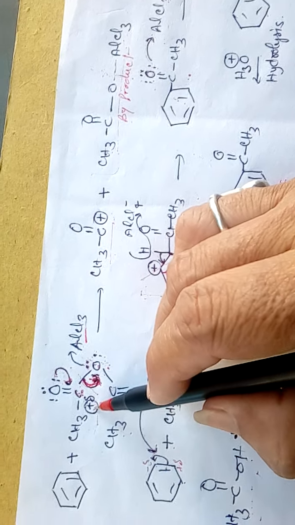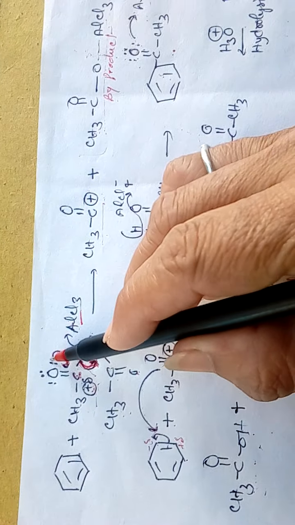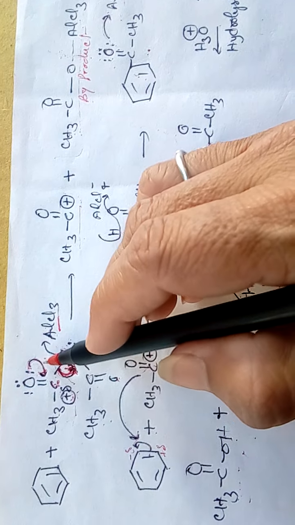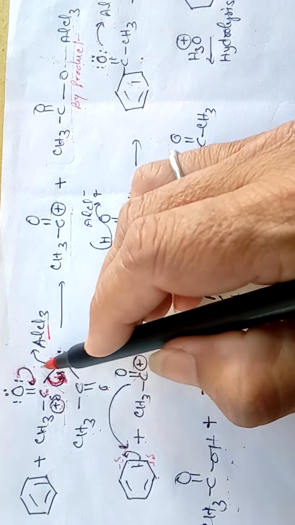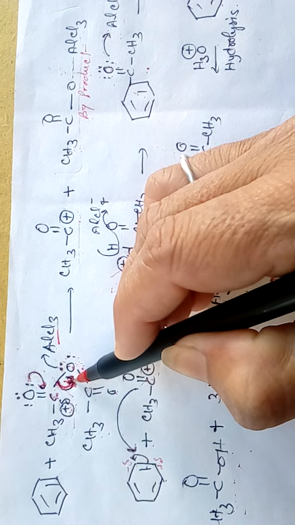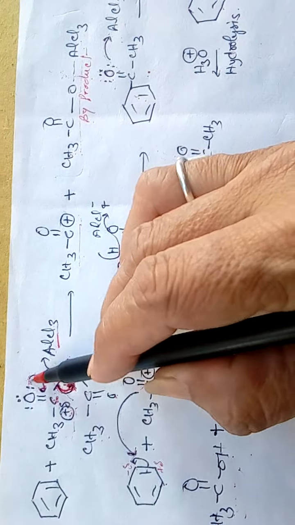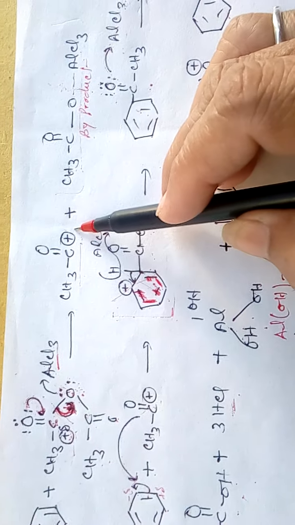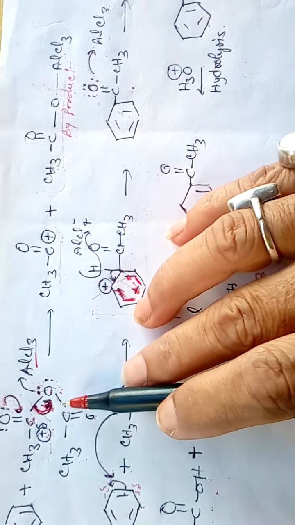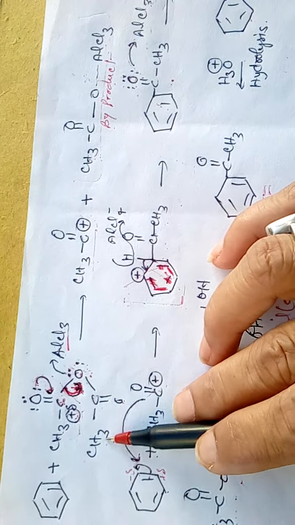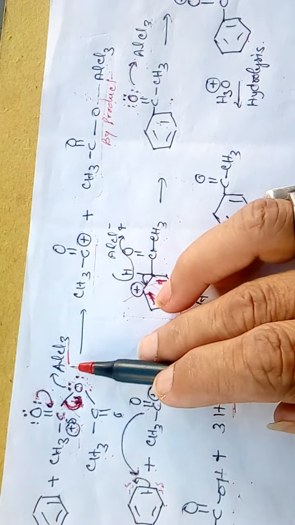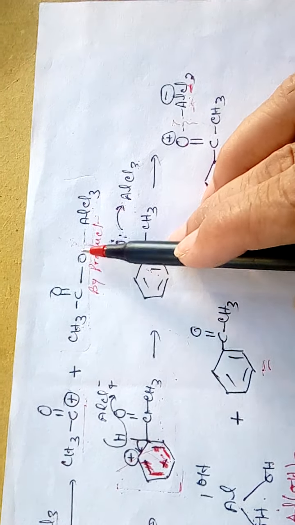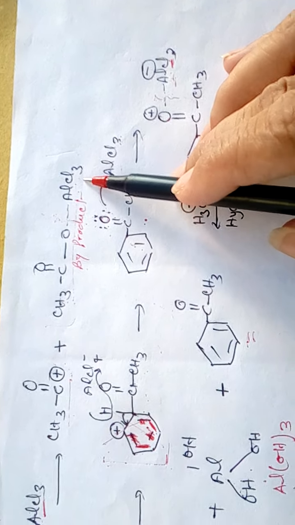When this oxygen gets a positive charge, simultaneously these lone pair electrons which are present on oxygen are shoved here. At a fraction of time, this bond is dissociated and the acyl carbocation is formed. Acyl carbocation: CH3 C double bond O plus. Now a byproduct is also formed, which is CH3 C double bond O and AlCl3, which is shown here. It is a byproduct.